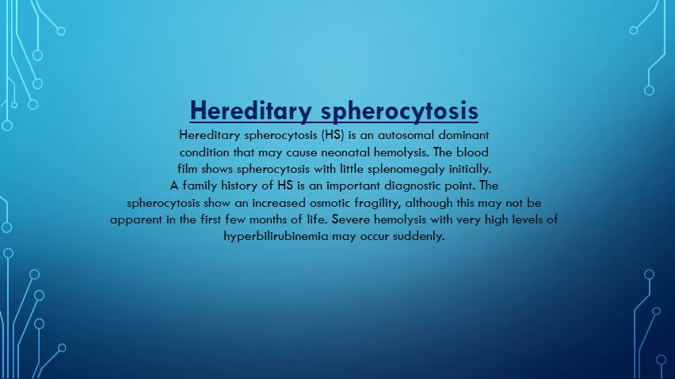What about hereditary spherocytosis? Hereditary spherocytosis is an autosomal dominant condition that may cause neonatal hemolysis. The blood film shows spherocytosis with little splenomegaly initially. A family history of hereditary spherocytosis is an important diagnostic point. The spherocytes show an increased osmotic fragility, although this may not be apparent in the first few months of life. Severe hemolysis with very high levels of hyperbilirubinemia may occur suddenly.